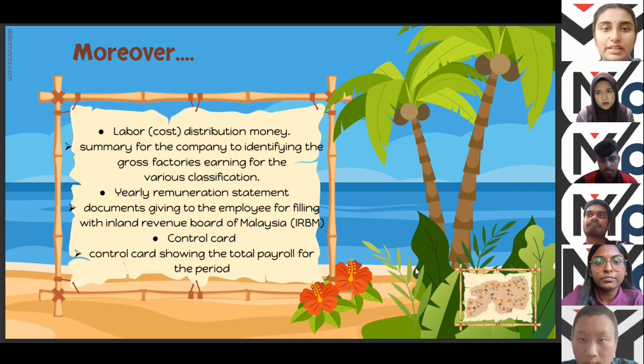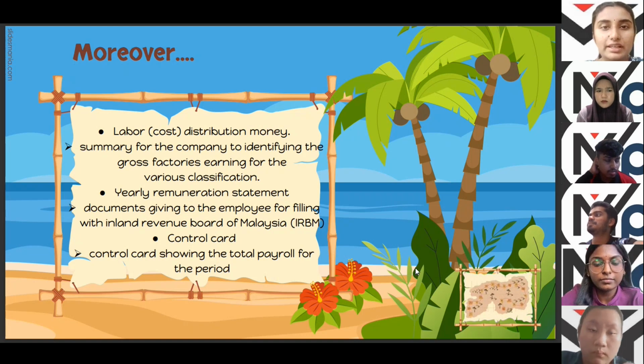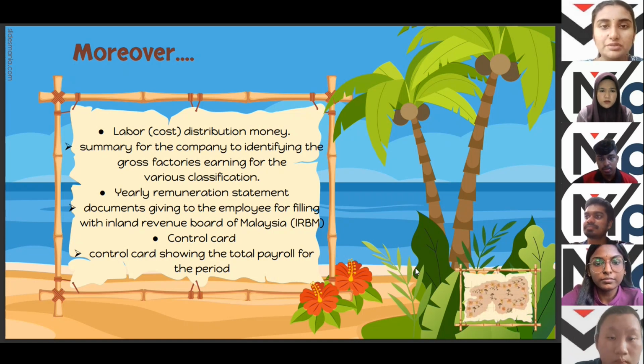Then the yearly remuneration statement, which is a document given to the employee for filing with the Inland Revenue Board of Malaysia, which is IRBM, and the last one is the control card showing the total payroll for the period. That's all from us. Thank you.